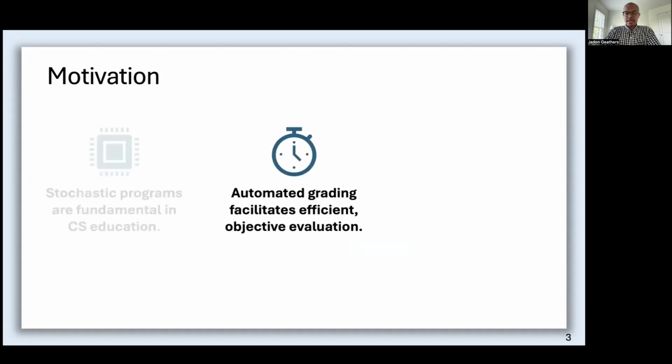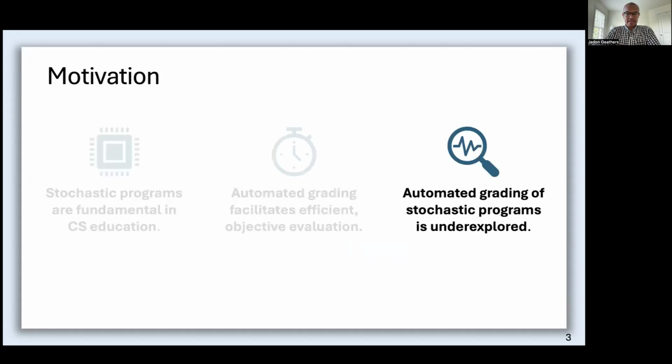Moreover, automated grading facilitates efficient and objective evaluation, removing the burden of grading from academic staff. And lastly, but certainly not least, automated grading of stochastic programs is underexplored. To the best of our knowledge, there are no known published solutions in the EDM community for automatically grading stochastic programs. This is a hard problem.